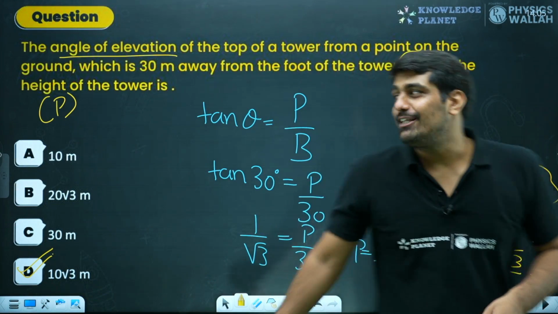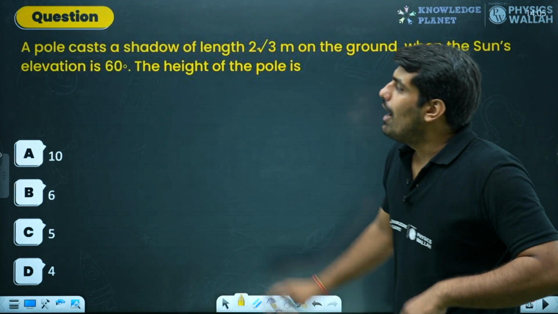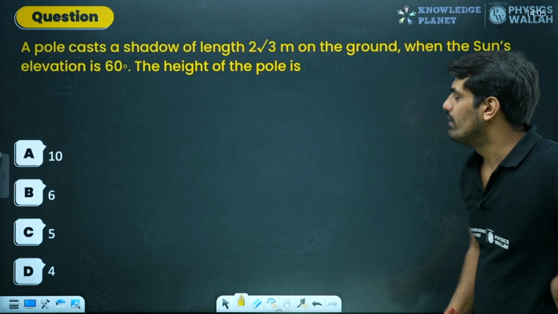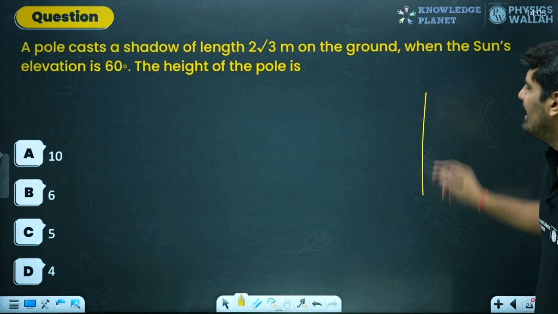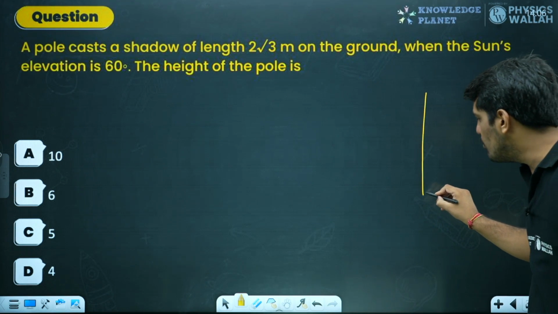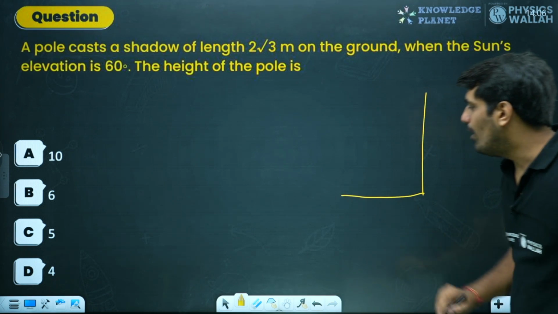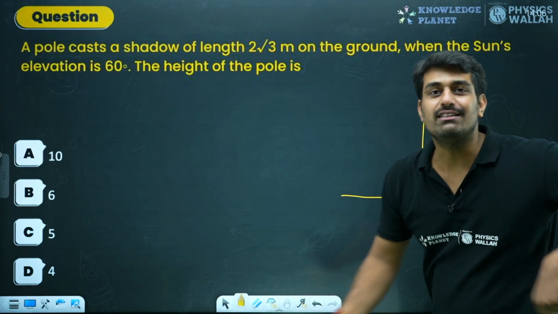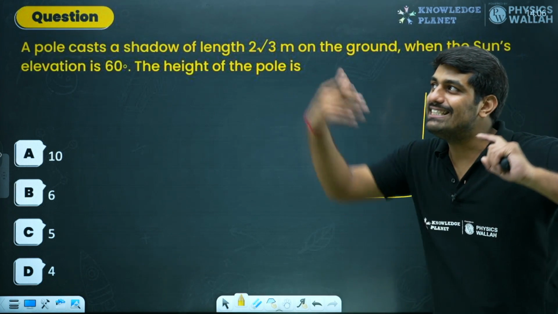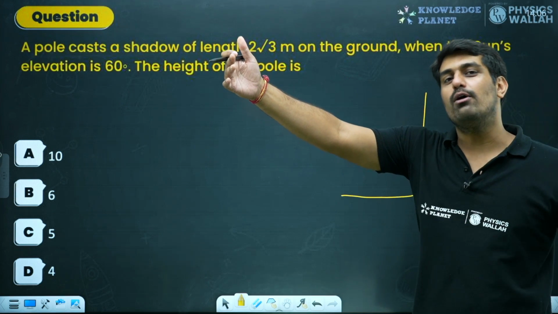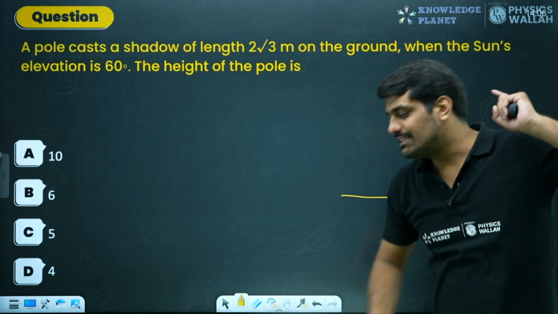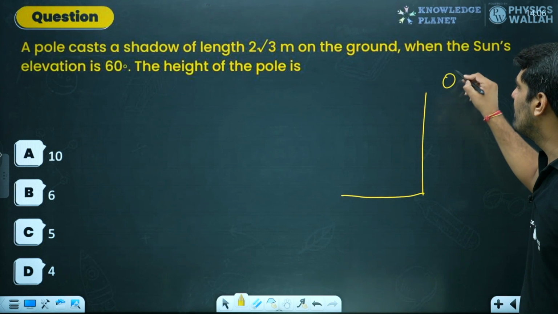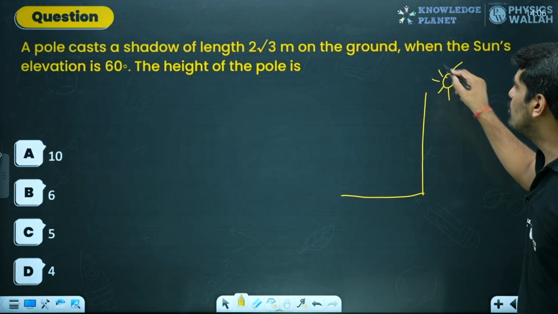Understood? Next one. Now, a pole casts a shadow of length 2 root 3 meters on the ground. A pole is there. Fine. It casts a shadow, so the shadow is cast in this manner. There would be some shadow, a portion of black region which you see on the ground when you are standing and the sun is behind you. If the sun is in front of you, the shadow will be formed behind. If the sun is behind, the shadow will be in front. So if I am creating a shadow here, the sun would be somewhere over here. I hope this is not that difficult to understand.